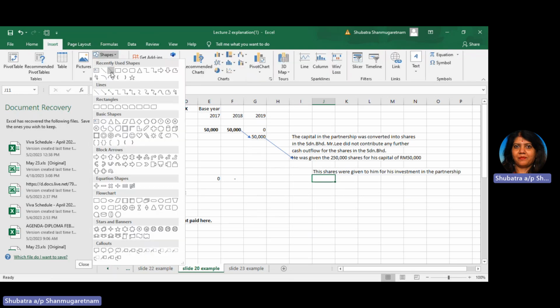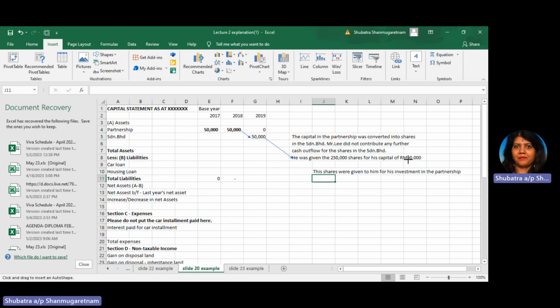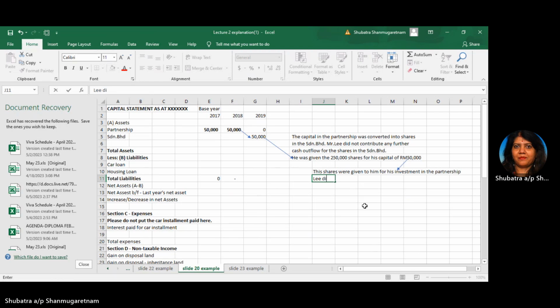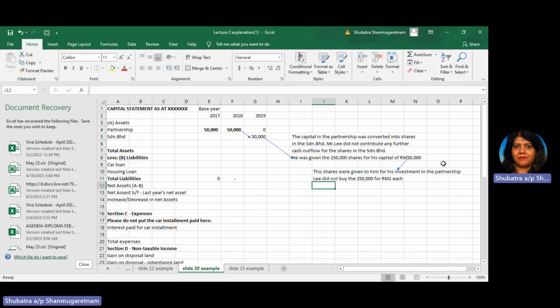So although 250,000 shares were given to him, he did not buy the 250,000 shares at $1 each. He did not. He was given the 250,000 shares for the 50,000 that he invested in the partnership. That means he only invested 50,000. For that 50,000, he was given the 250,000 shares. So be very, very careful, guys.